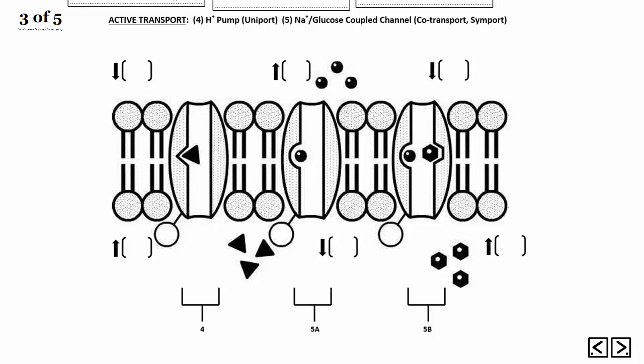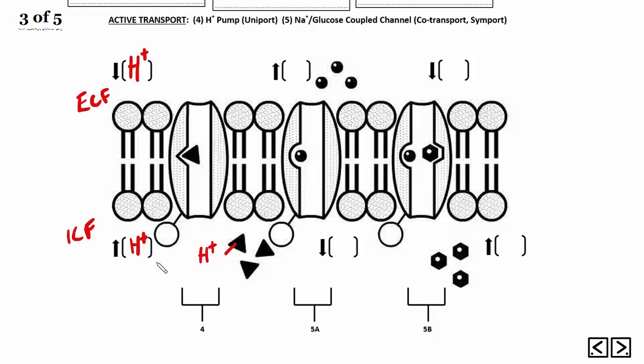So in this case, we've got these triangles here. So that's going to represent hydrogen. And as you can see, I've got a high concentration of these hydrogen ions here in the ICF compared to the ECF, where I've actually drawn none of them. So I'm going to have a low concentration of H+. And these square brackets, of course, mean concentration, right? Whereas there's a high concentration on the inside of the cell.